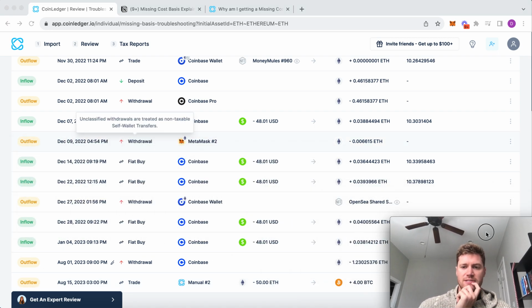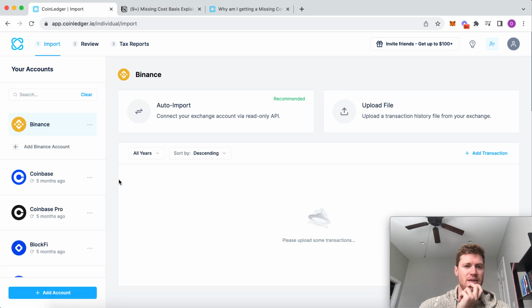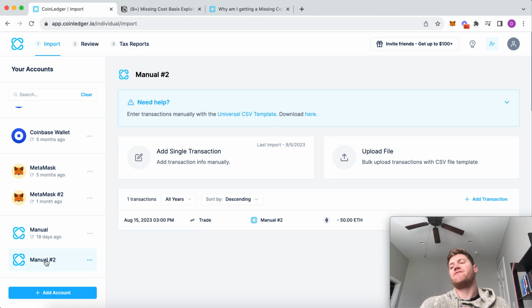So clearly, I'm missing some data behind how I acquired that Ethereum. Now, let's go back to the import step and show how this can be resolved. So 99% of the time, missing cost basis warnings are because you haven't imported data from all of your sources. So remember, CoinLedger needs the data from all of your wallets and exchanges, from the dawn of time that you got into crypto, because that's how it's setting cost basis, right? If I acquired 39 Ethereum 2 years ago and I'm selling it today, I still need that original buy data so that the system knows I'm selling it today, but with the cost basis acquired 2 years ago.